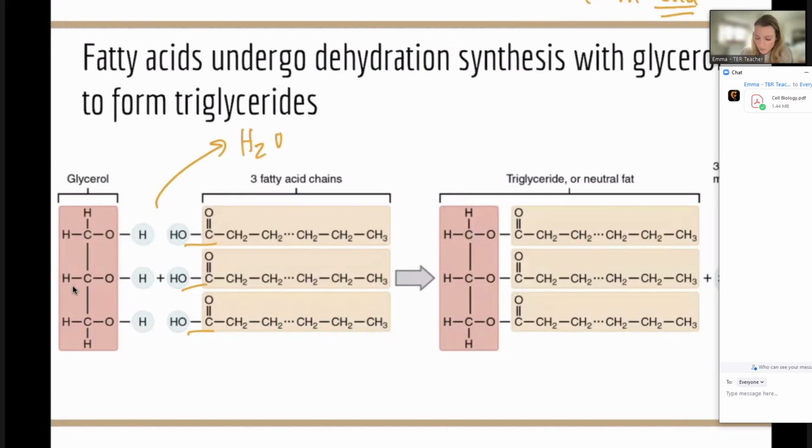And that produces a glycerolipid, is sometimes what it's called, but most often a triglyceride. And if you think about that, tri is 3, right? And it's a glycerol, so it's going to be glyc, and then ide is something, glyc.